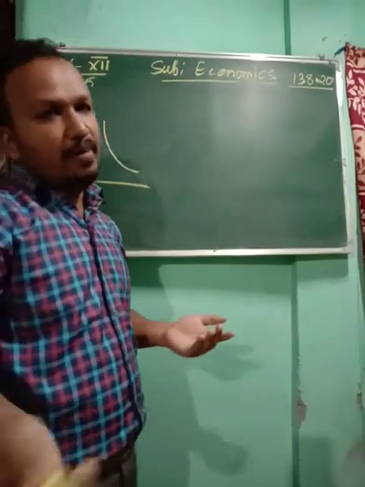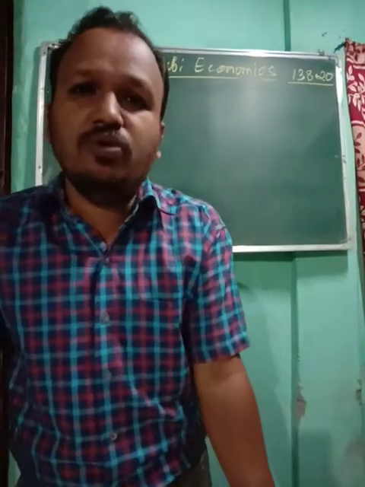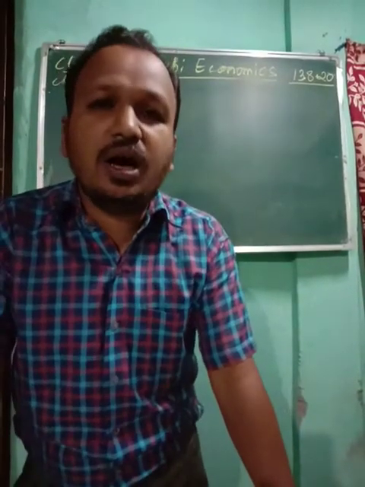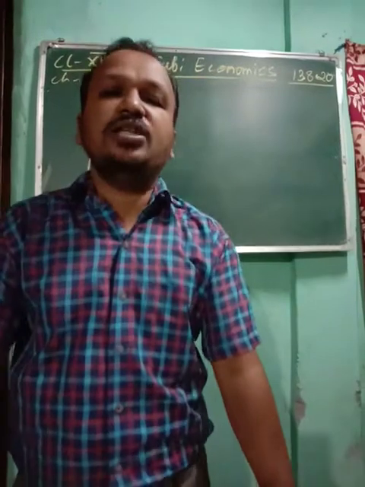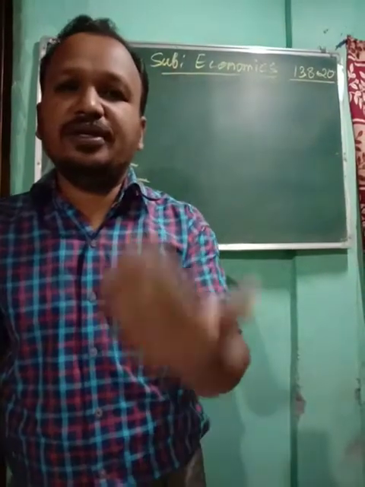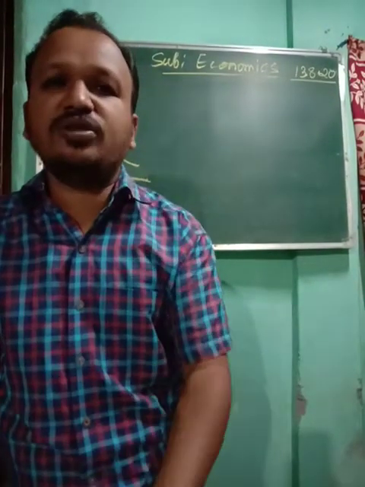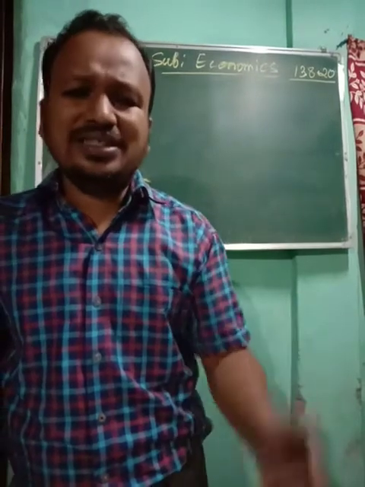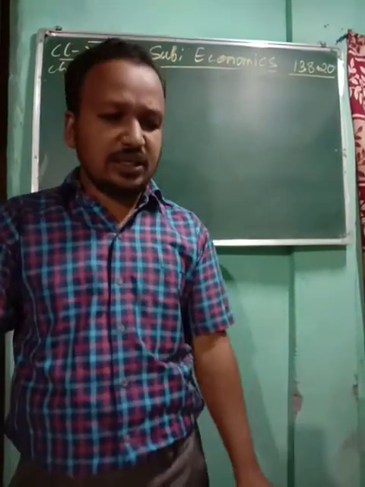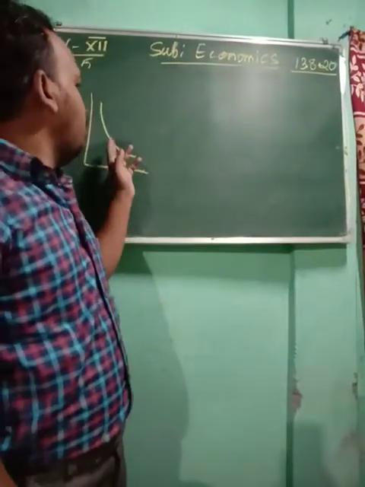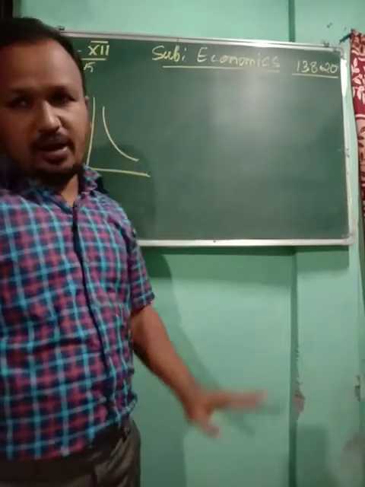So due to your MRS, marginal rate of substitution, when the consumer is consuming one commodity more, the consumer is reducing the consumption of the other commodity. That is, when the consumer is consuming more apples, the consumer is reducing the consumption of oranges. So this is the reason why the indifference curve slopes downward from left to the right.